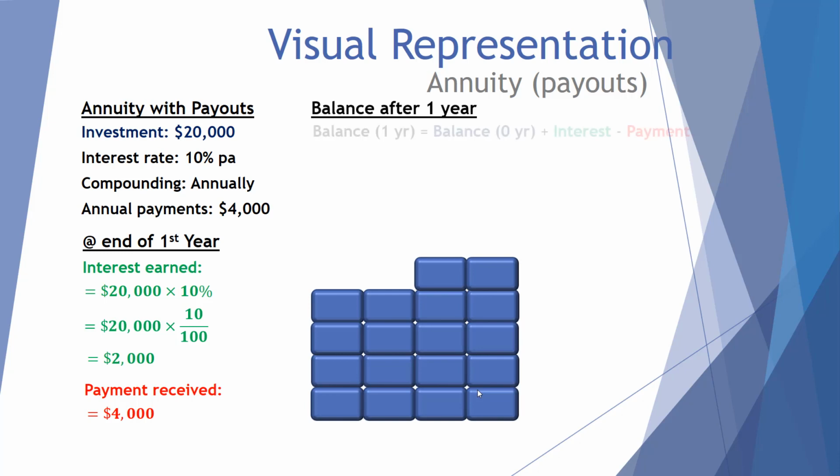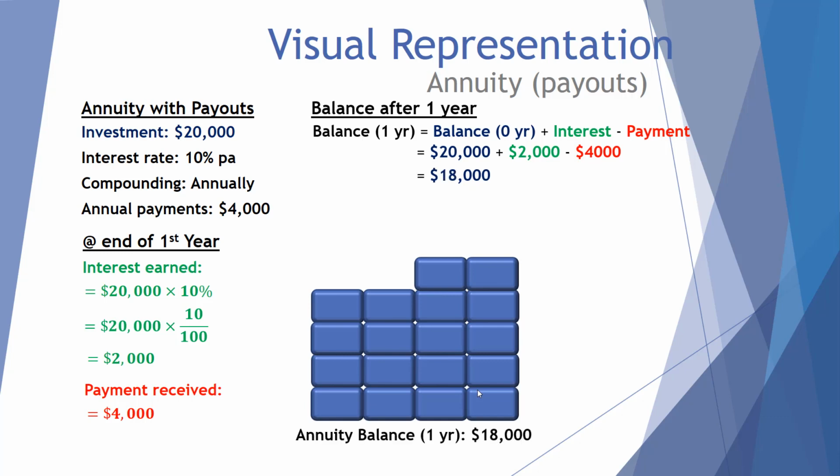So the balance after the first year is the balance that we started with at $20,000, our initial investment, plus the interest that we earned of $2,000, minus the payment we took from the account of $4,000. So at the end of the first year, the annuity balance has been reduced down to $18,000, predominantly because we've taken out $4,000 to live off. Note, in this arrangement, the interest increases the annuity balance, and the payment we received reduces the annuity balance.